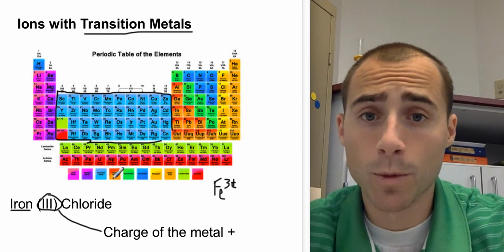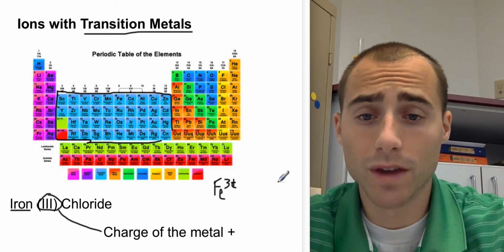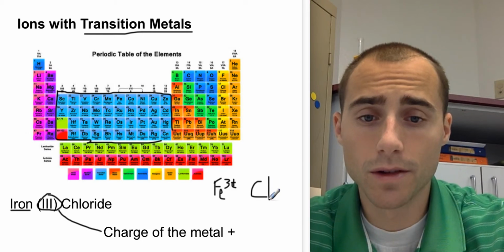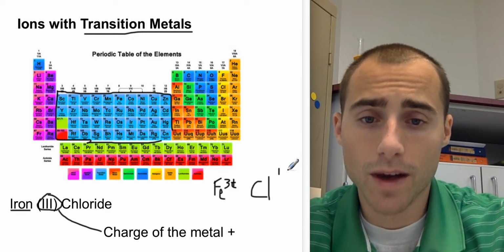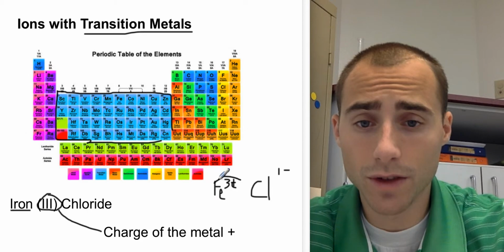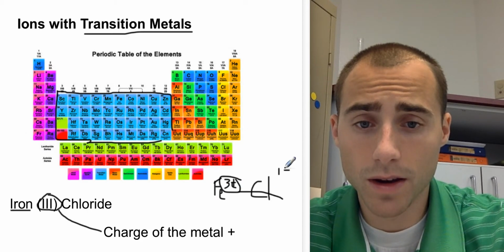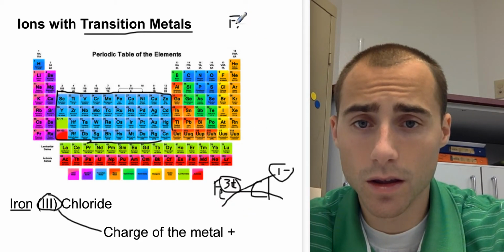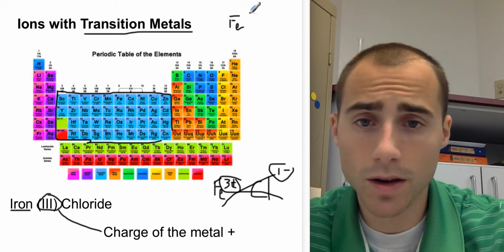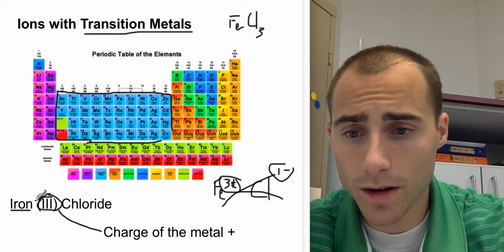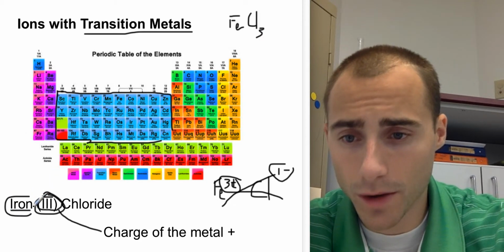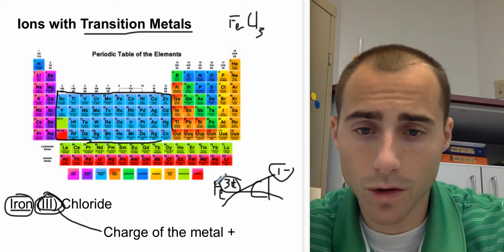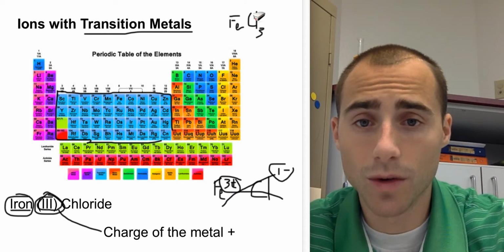Then we have chloride. What's the charge of chlorine? This is just the same thing you've always done. Cl 1 minus. So how do we get the formula? We crisscross just like we always have. Take the 3, put it down here, take the 1, put it down here. So we end up with Fe, I'm not going to write the 1, and then Cl3. Everybody see how we got that? This right here is telling us the charge of the metal, and then we can just solve from there by writing it just like we do a normal ion.